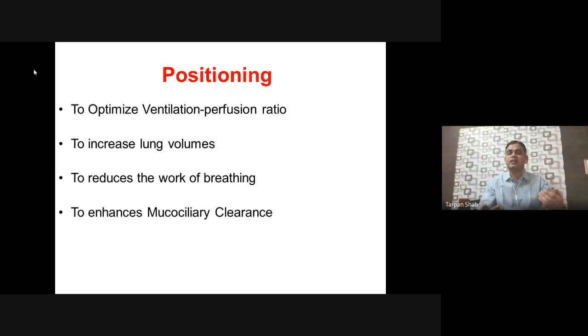So these lung volumes will be increased by positioning, and it will optimize the ventilation and perfusion matching. Now, temporarily, it will be helpful even to reduce the work of breathing. So for that, you can give positioning. And of course, positioning will be helpful to mobilize the secretions, and it will enhance the mucociliary clearance.